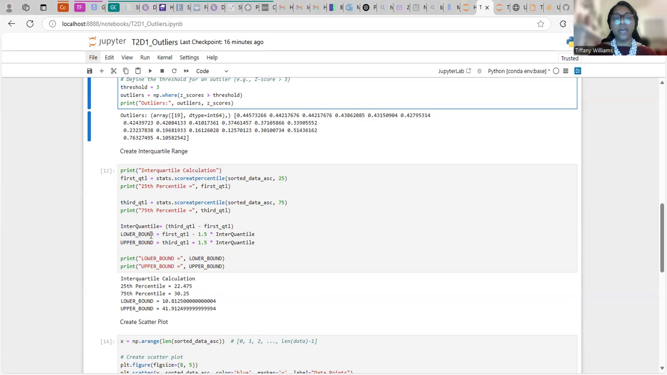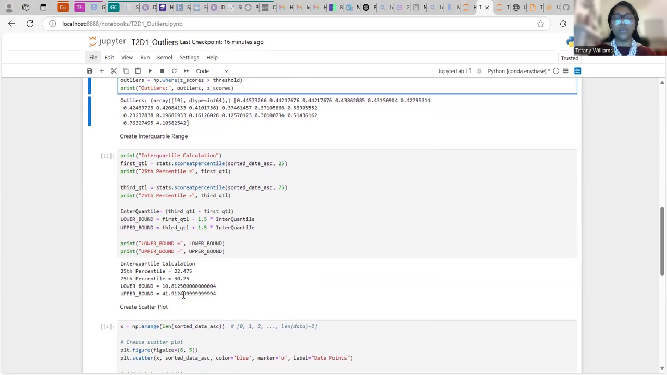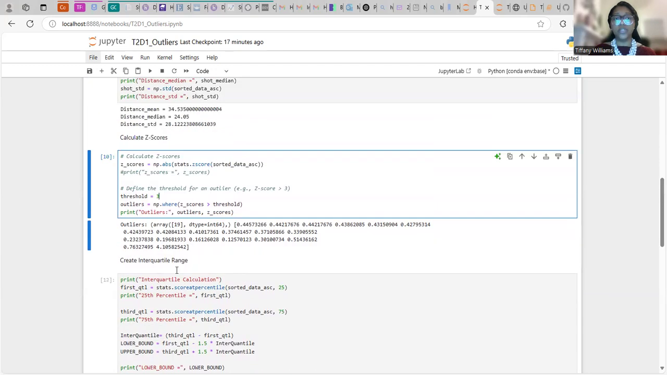To set my lower bound and upper bound, I went ahead and calculated those formulas as well, using the interquartile formula declared here. So as I print those out, the 25th percentile was 22.4. The 75th percentile, or the third quartile, was 30.25. So that lower bound is 10.8 and the upper bound is 41.9. So again, we still have the same outlier. 150 is an outlier, just as it was for the z-score.